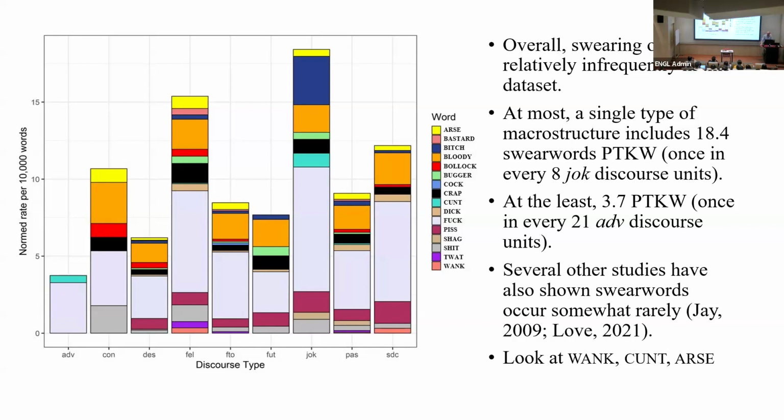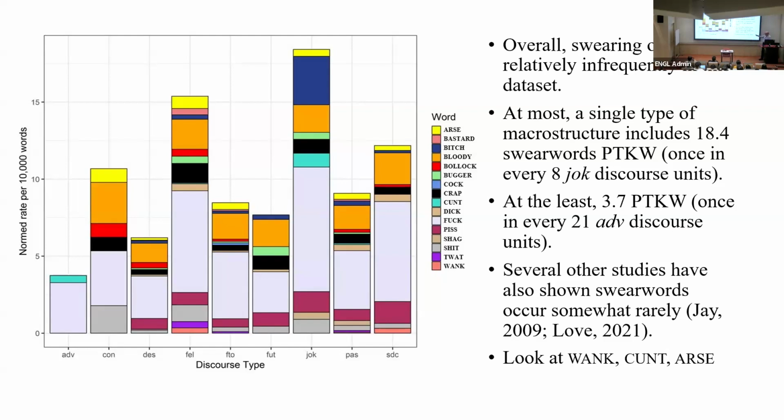And other studies have also shown that swear words occur somewhat rarely. What's interesting here is how, in fact, sometimes it doesn't occur rarely. If the proposition was that macrostructure has no impact upon the selection of swear words, or vice versa, what we'd see would be a relatively flat graph. The bar charts would be the same size, but we're not seeing that. These stack bars would be the same size.